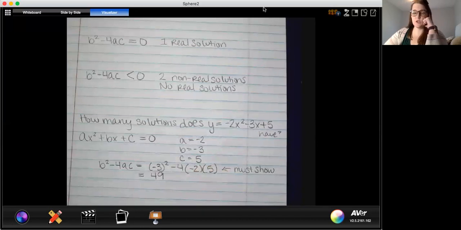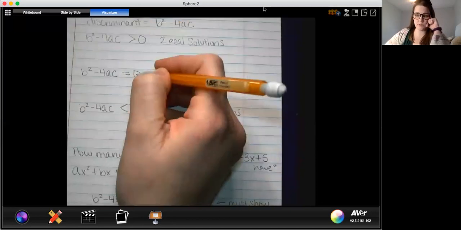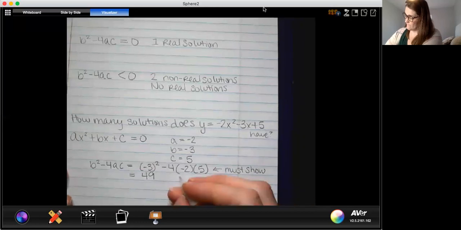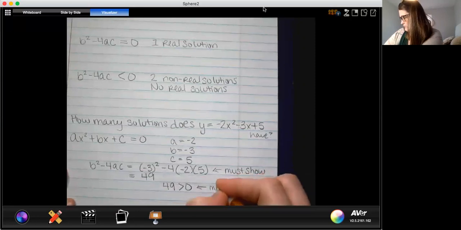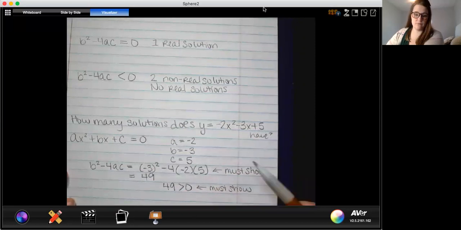Okay. From here, you're going to do a comparison of your number based on the three options, which were greater than 0, equal to 0, or less than 0. So 49 is greater than 0, which is a must show because you're showing your comparison.